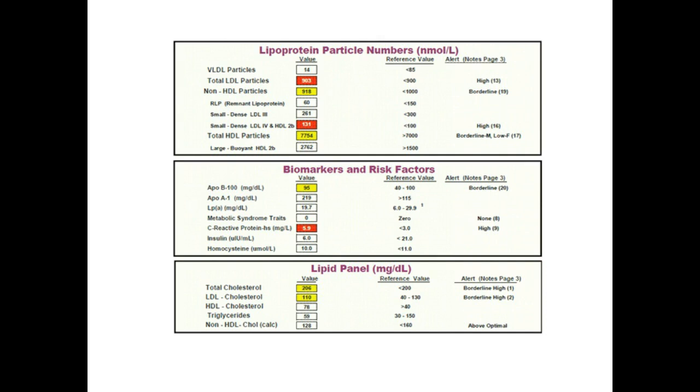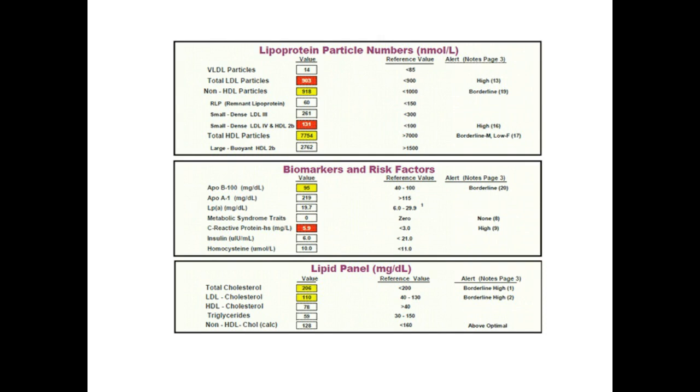7,754, and we want it to be greater than 7,000, so this person is considered to have a borderline value for the total HDL particles. Now, below that is where you will see that the person has a large buoyant HDL2B. This is the more protective of the HDLs, and we want it to be greater than 1,500, and this particular patient is over 2,700. So it's a very good level. Even though the total HDL particles are not as high as we want, out of that number, there's a large portion that is HDL2B, which is the protective type.